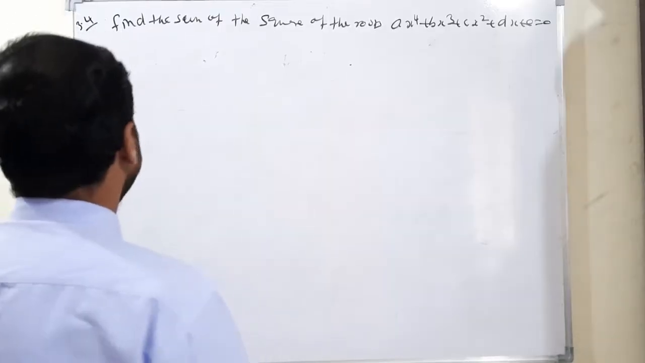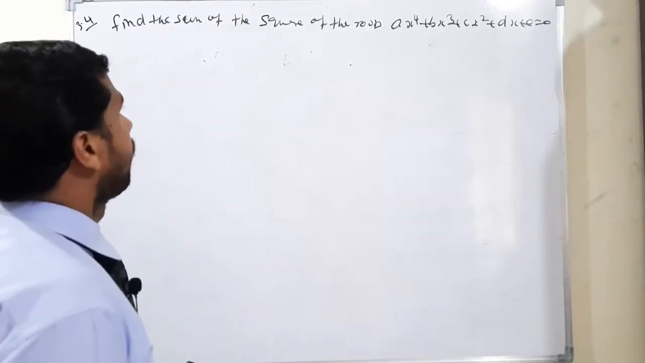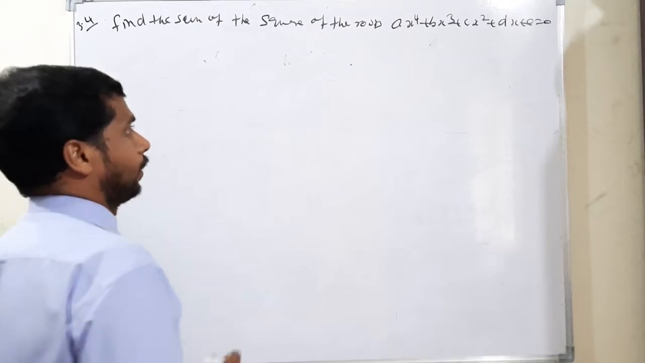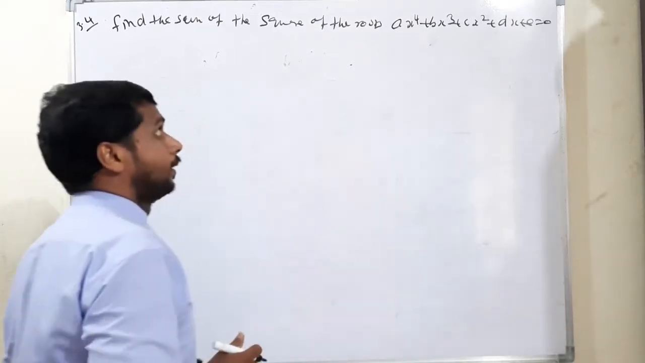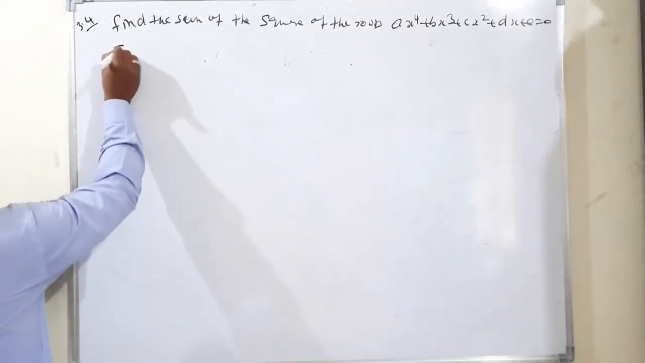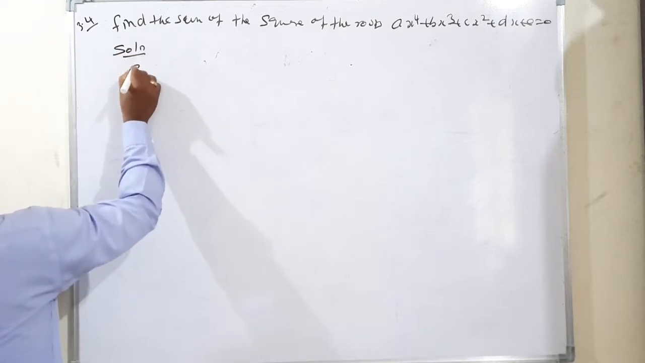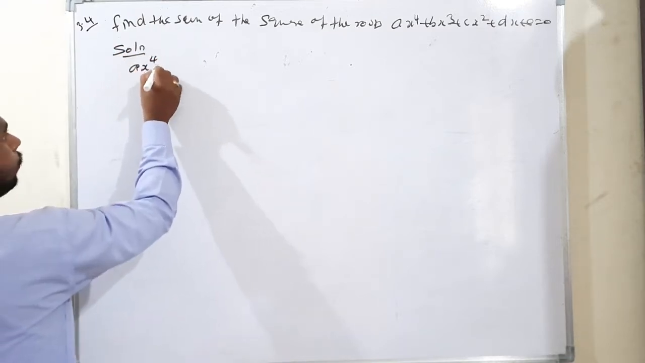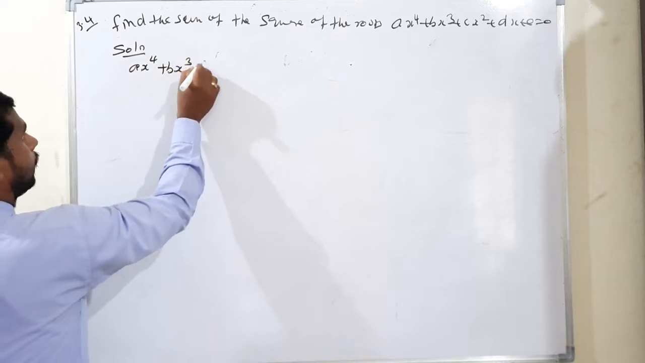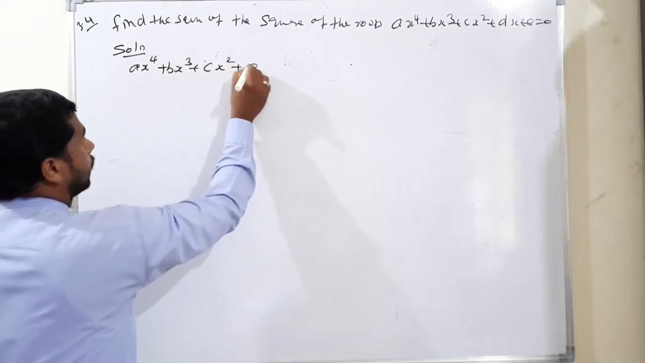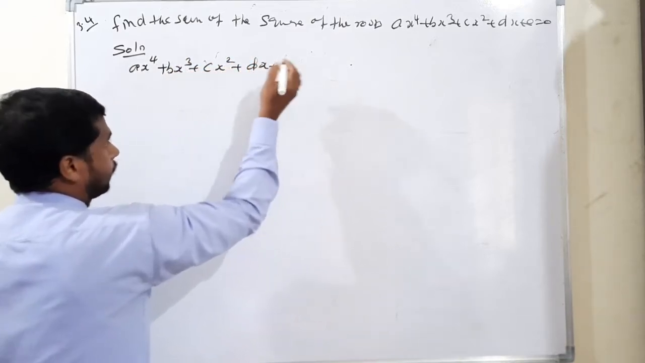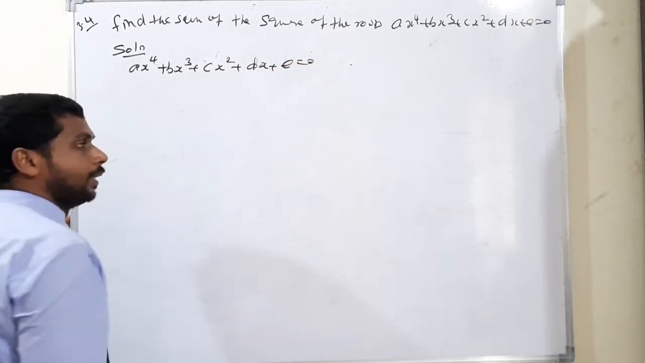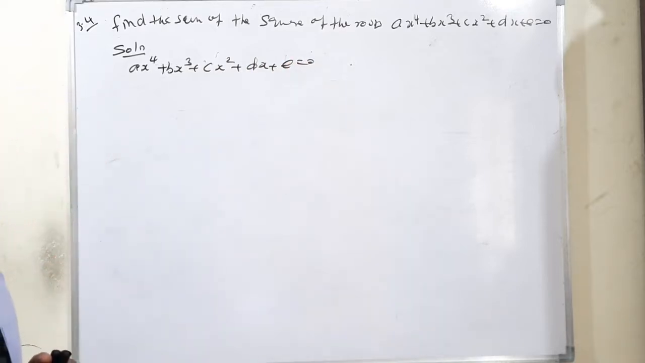I am moving to example 3.4. What is the question? Find the sum of the square of the roots. Okay, the given roots. What is the main condition? Solution: ax to the power 4 plus bx cube plus cx square plus dx plus e is equal to 0. So this is the basic nth root of 4.